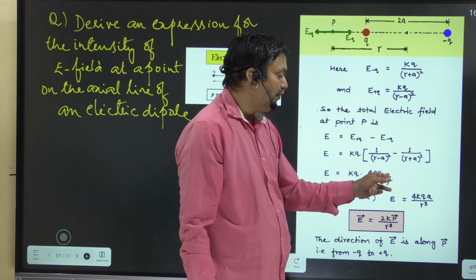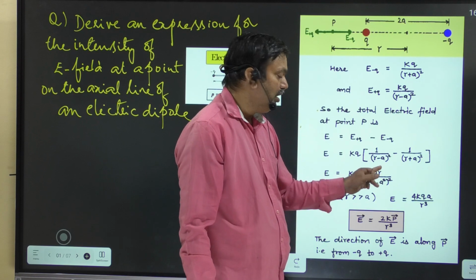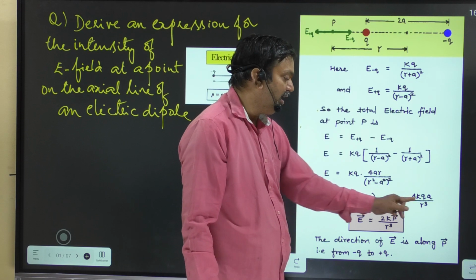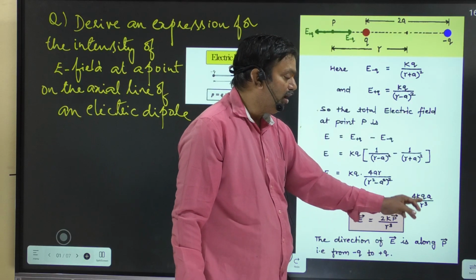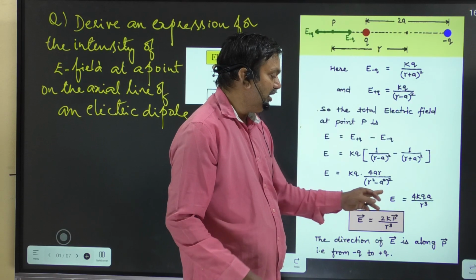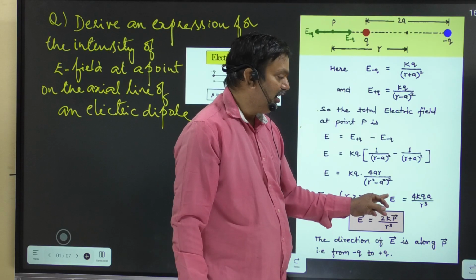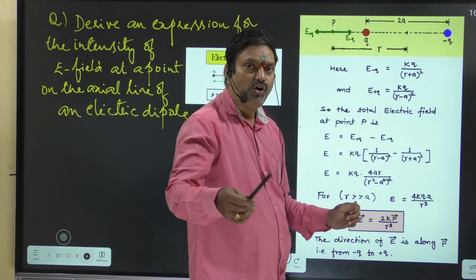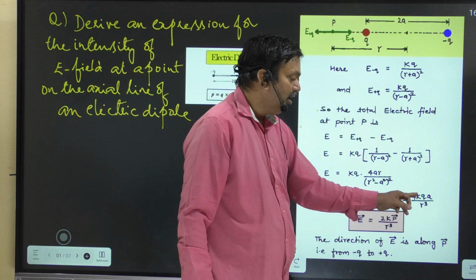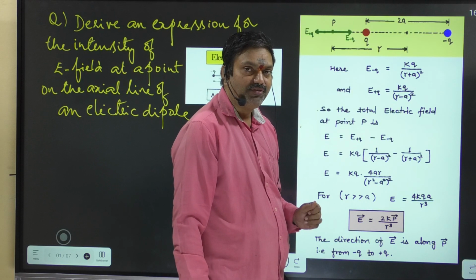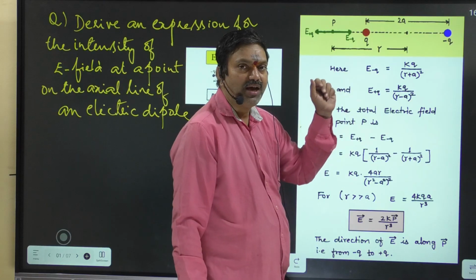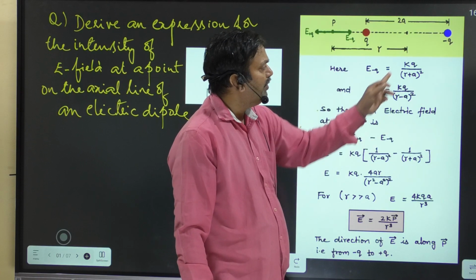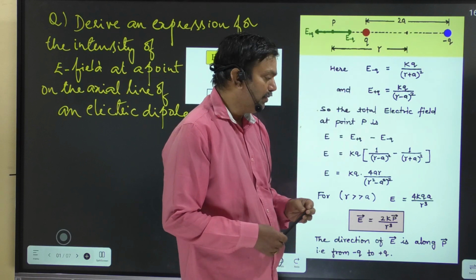Then what happens? R power 4 in the numerator and denominator: the R in the numerator cancels, and finally you get a value of R cube in the denominator. So your total expression for the electric field becomes what? 4K, K is a constant, 1 by 4 pi epsilon naught, into Q. Q is one of the charges of the dipole, because both the charges are of plus Q magnitude only. One is a negative charge, the other one is a positive charge.